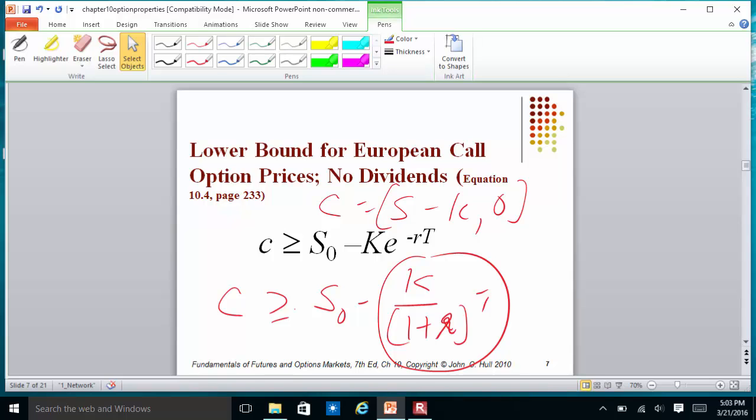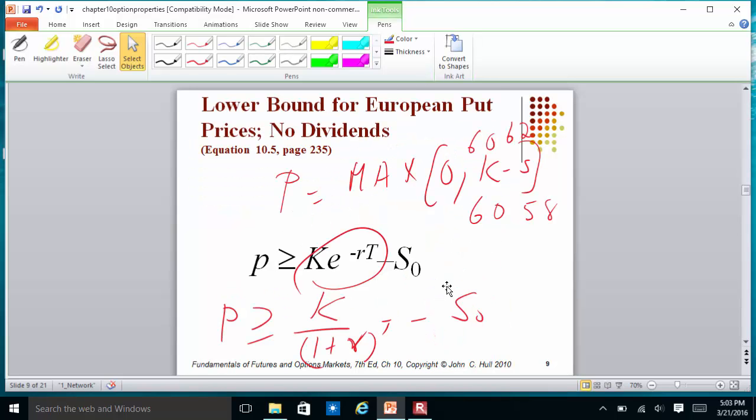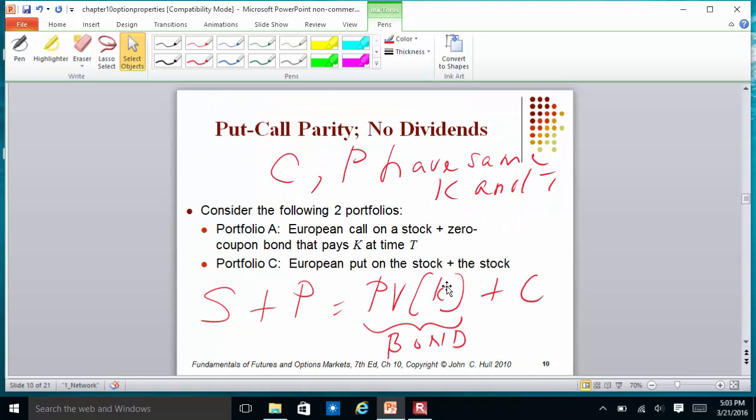We also talked about the lower bound for European call options. So C is greater than or equal to the stock price minus the present value of the strike price, and for the put, that is given by the present value of the strike price minus the stock price. And perhaps the most important thing we talked about here was the put call parity.